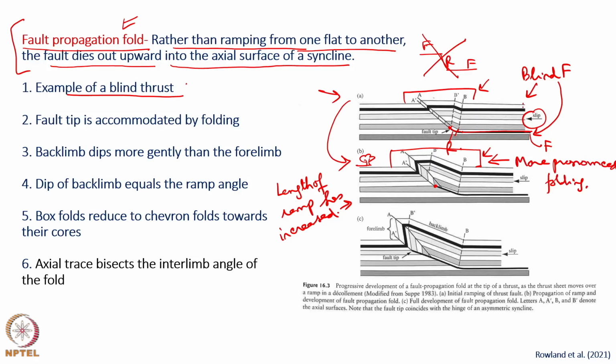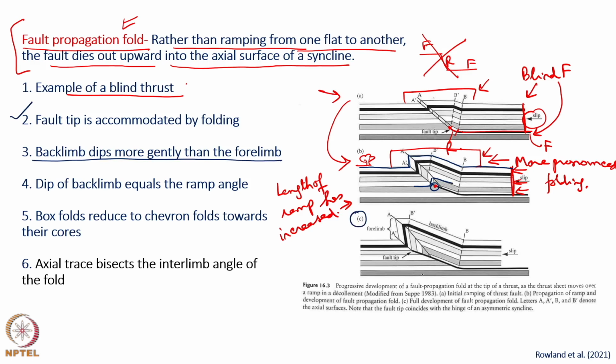And as you see, this imaginary line has moved. So, this much is the displacement of the line. Now, the kink fold geometry can be seen in figure B if I trace this top layer. So, here we can say that the fault tip is accommodated by folding. This is the meaning of the statement. Here the back limb dips more gently than the fore limb. Where is the fore limb and where is the back limb?